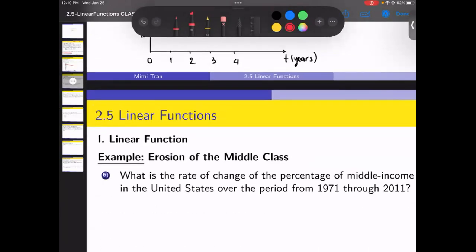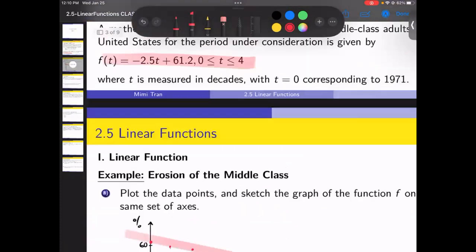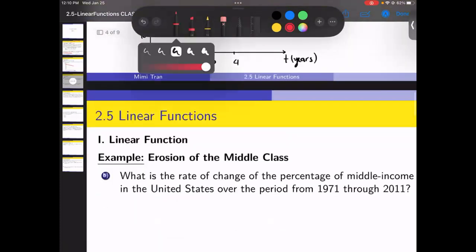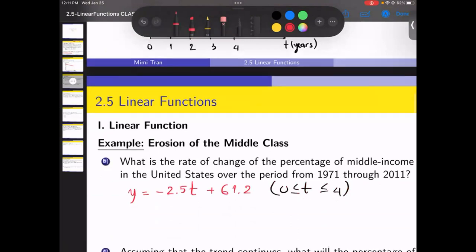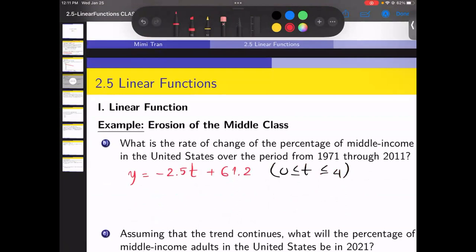What is the rate of change of the percentage of middle income in the US over the period of 1971 through 2011? Let me rewrite the function for you. I have y equals negative 2.5t plus 61.2, where t is between 0 and 4. What is the rate of change here? What are they asking for? Slope, right? So m equals negative 2.5.